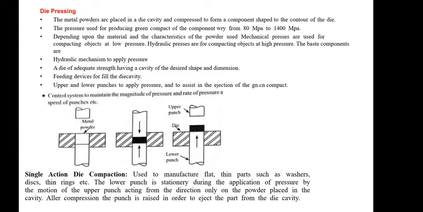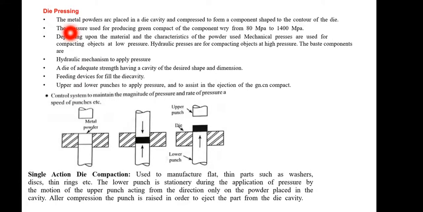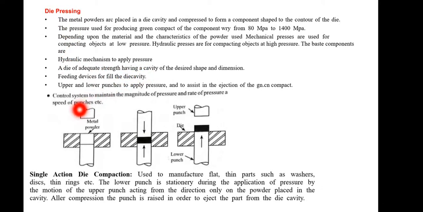What are the basic components? A hydraulic mechanism to apply the pressure. We have to apply the pressure from the upper die onto the lower die. A die of adequate strength having a cavity of the desired shape and dimensions. Feeding devices for filling the die cavity. Upper and lower punches to apply pressure and to assist in the ejection of the green component.